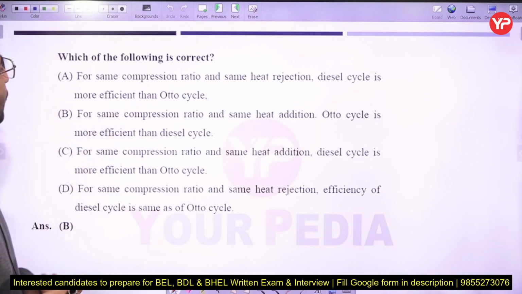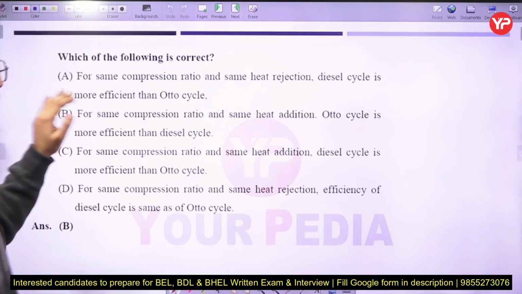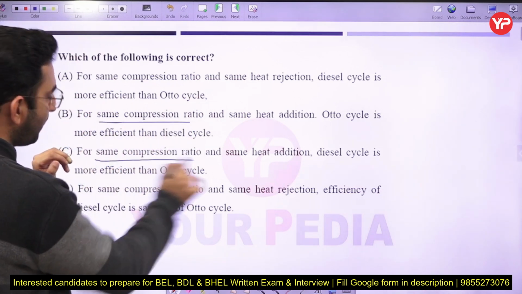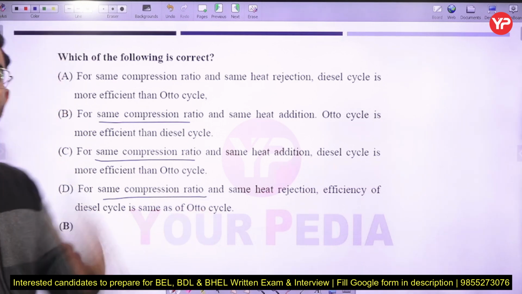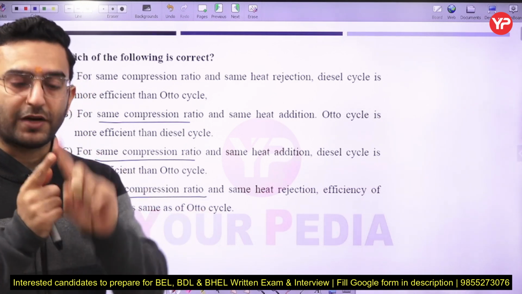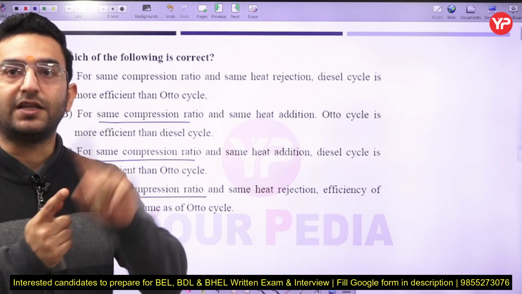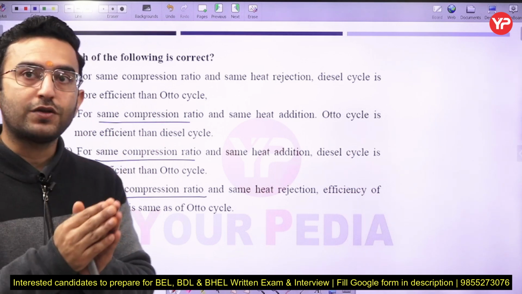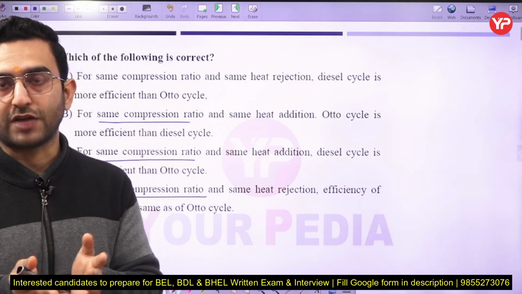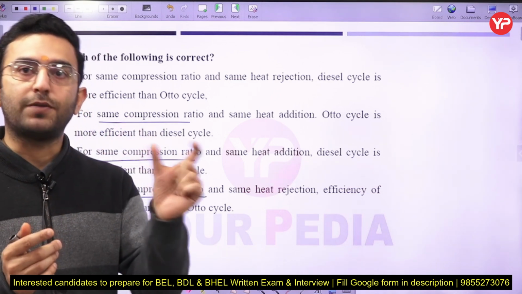Next part, which of the following is correct? For the same compression ratio and the same heat rejection, diesel cycle is more efficient than Otto cycle. So always remember, whenever you are comparing the Otto cycle with the diesel cycle, and whenever the compression ratio is the same, in that case the Otto cycle is always going to be more efficient than the diesel cycle. But in an actual scenario, the compression ratio of the diesel cycle is much larger as compared to the compression ratio of the Otto cycle. So we can say in practical conditions, the diesel cycle is more efficient as compared to the Otto cycle here.